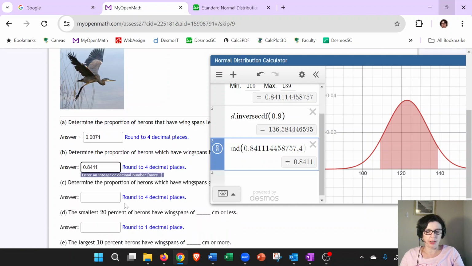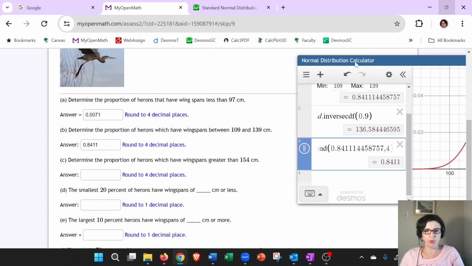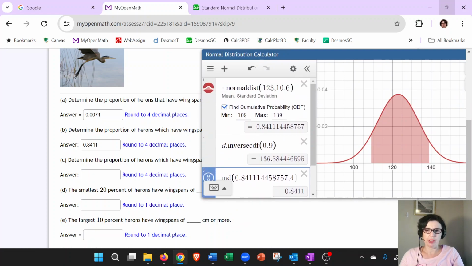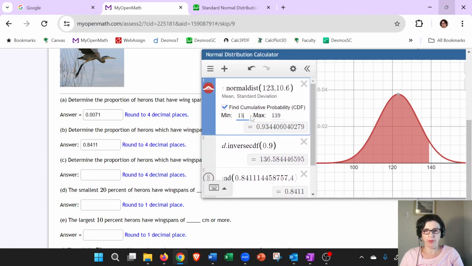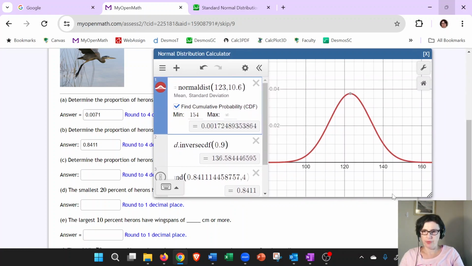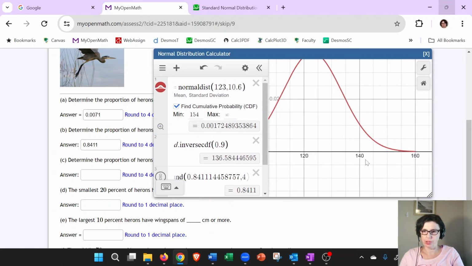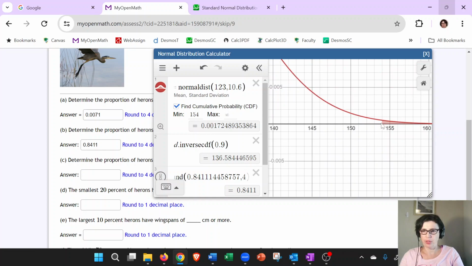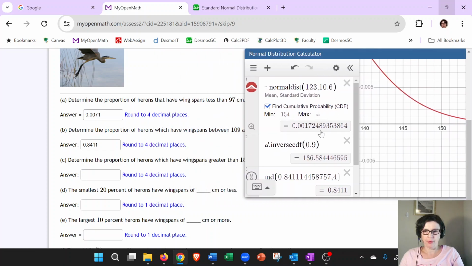The next question says, determine the proportion of herons that have wingspans greater than 154. So if it's greater than 154, it should be 154 for the lower bound, and then there shouldn't be anything for the upper bound. Okay, so I don't really see much over here. I might have to zoom closer, but to me, this looks like almost 0. If you keep zooming in, you will see it. So I think this answer is very, very small.